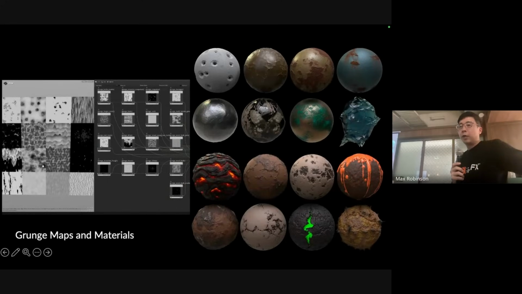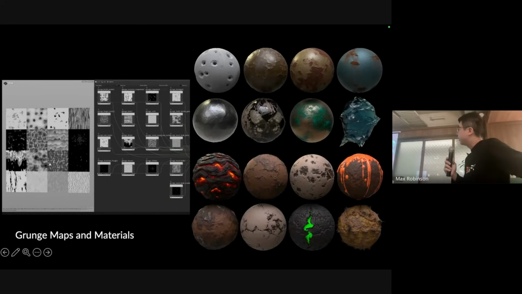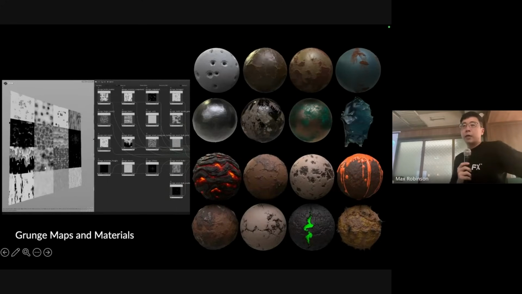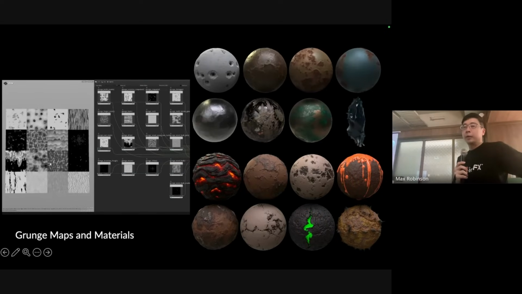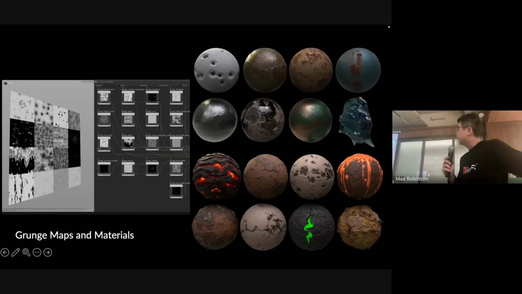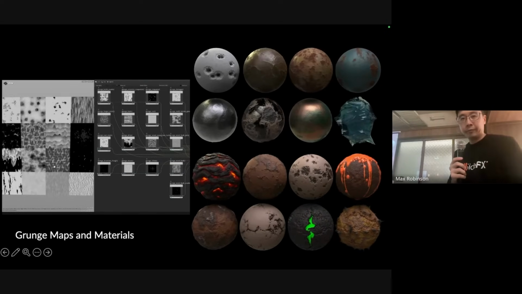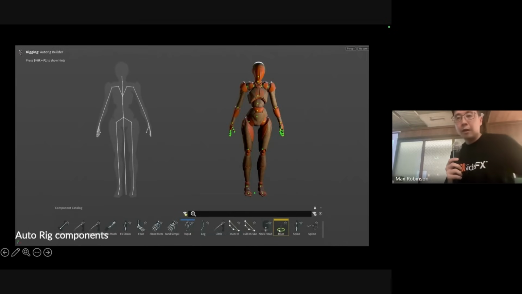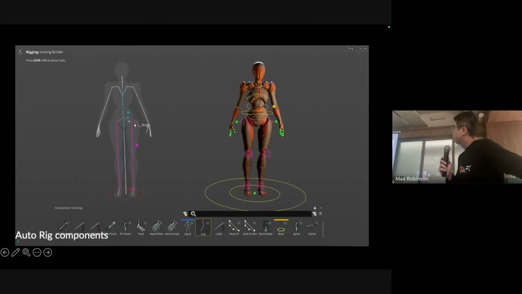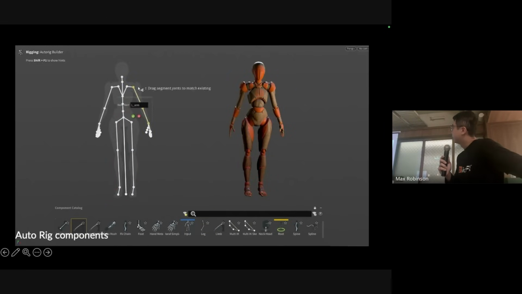For Corpse, we have a bunch of dirt maps that you can use directly. We also have a library of materials from our content library where you can see how the setup is done. For rigging, there's a large collection of auto rig components. You can just drag and drop them directly onto your character to create your rigs.